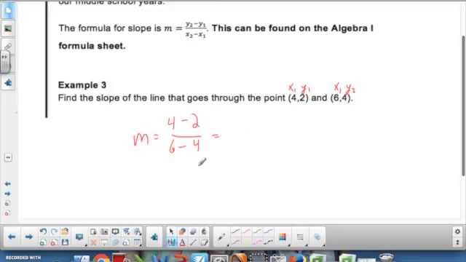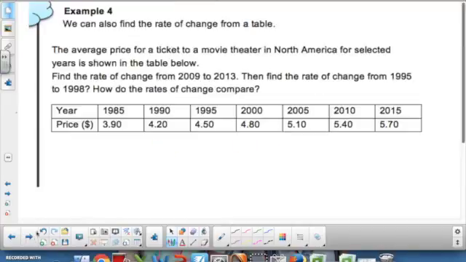Now I'm going to subtract each one. 4 minus 2 is 2, 6 minus 4 is 2, and then I can simplify that fraction. Do leave it in fraction form, because we typically talk about rate of change as that ratio of y to x. So leave it as a fraction unless it comes out to a nice pretty whole number like this one. 2 over 2 is 1. But always take the time to simplify that fraction at least. So my rate of change is 1.